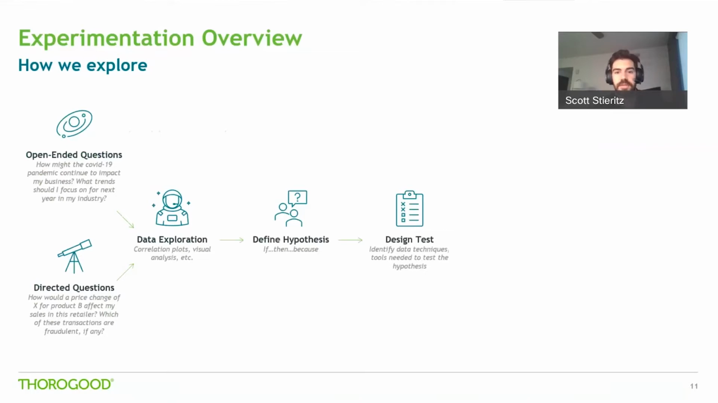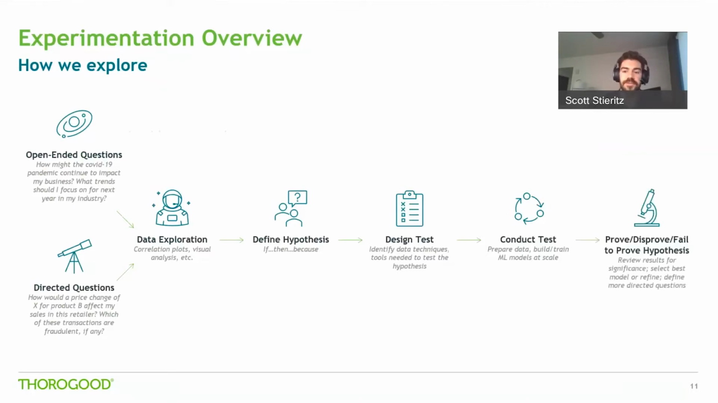Part of defining the test is understanding how we're going to test the hypothesis, of course, but also what tools and what data we might need, essentially laying out the plan for running that test, moving quickly then into actually conducting the test. This is where we're building and training the models that we referenced on the previous screen, doing some of that true ML and AI and advanced analytics.